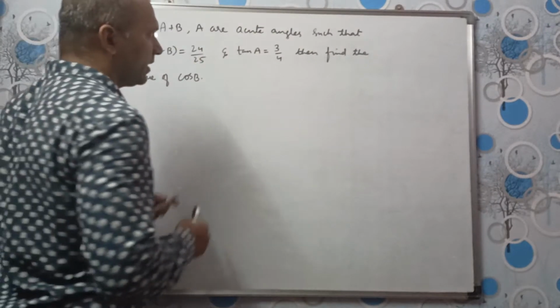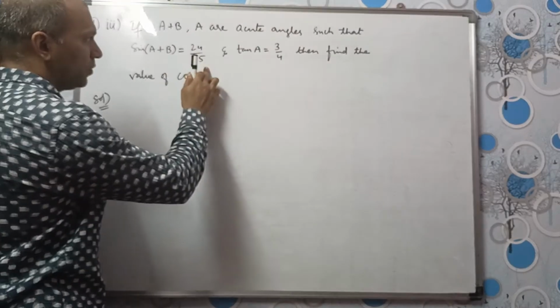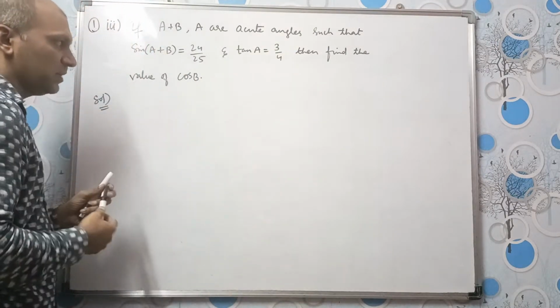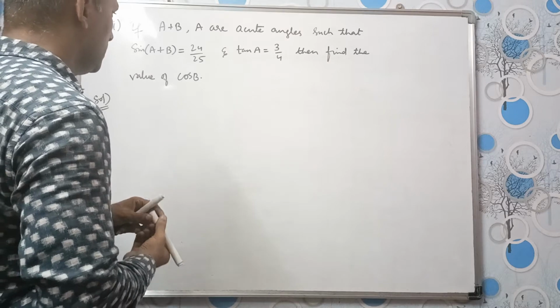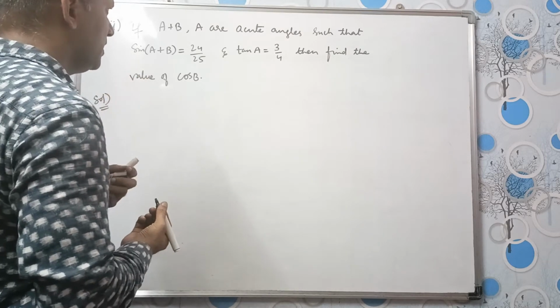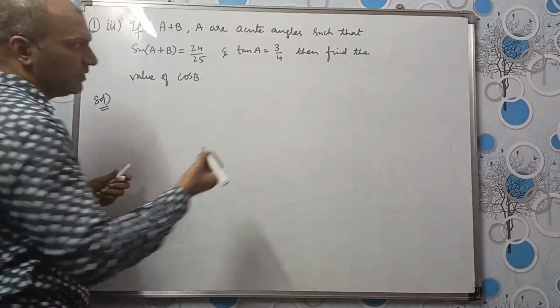Let us solve this problem. If a plus b and a are acute angles such that sin a plus b is 24 by 25 and tan a is 3 by 4, find the value of cos b. Okay. See, we need to find the value of cos b. We are given sin a plus b and tan a. So how can we do that?